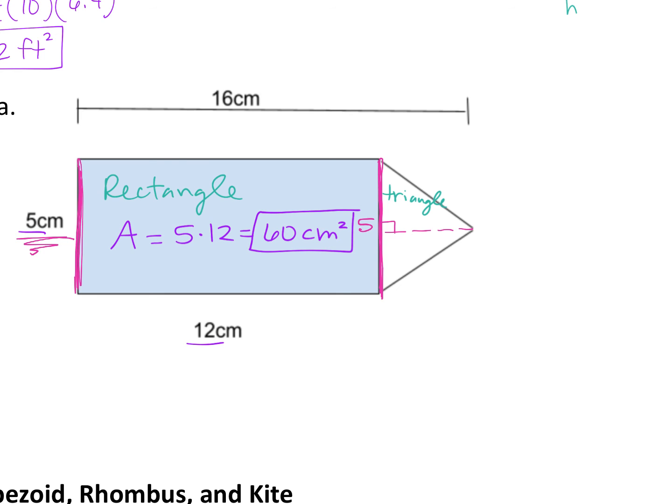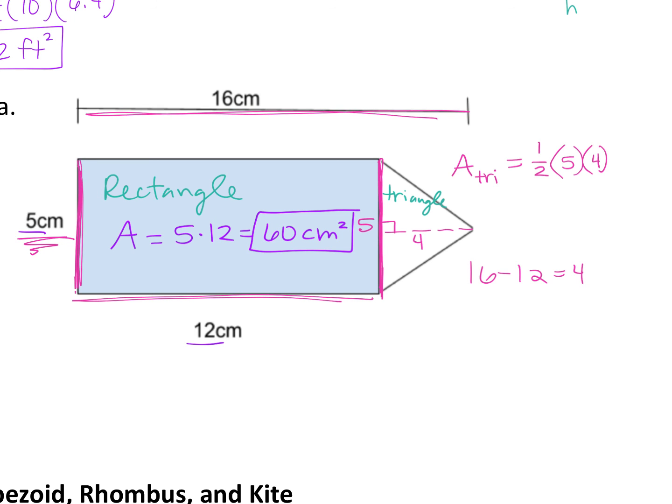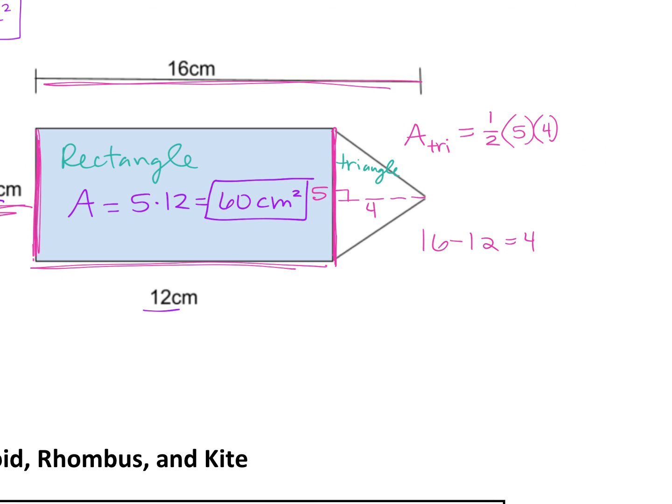How did you figure out that's 4? Because 16 minus 12. 16 is the whole length. 12 is this portion of it. So 16 minus 12 is going to get you 4 for your height. So the area of the triangle is going to be 1/2 times the base times the height. So 1/2 times 5 times 4, or half of 20, if you will. That area is going to be 10. We were working in centimeters.